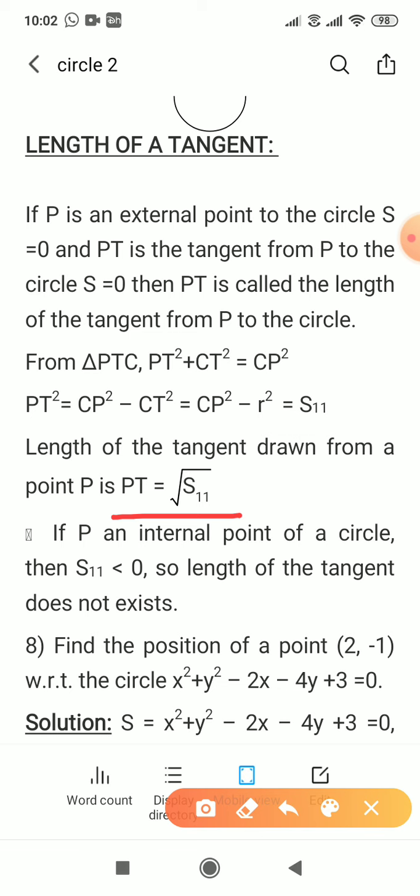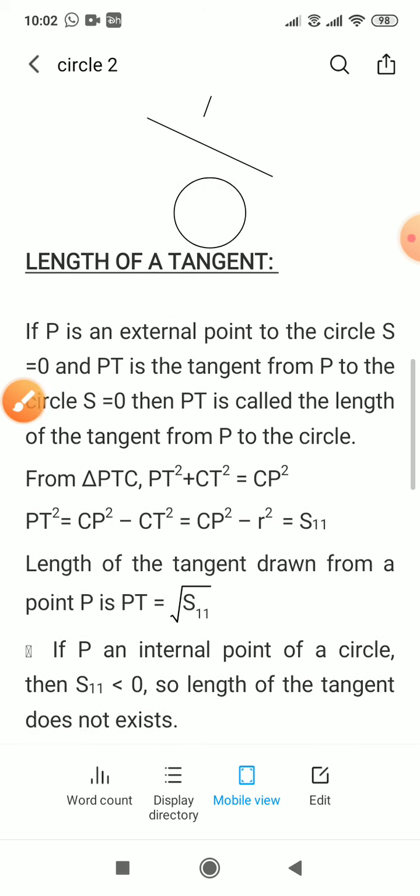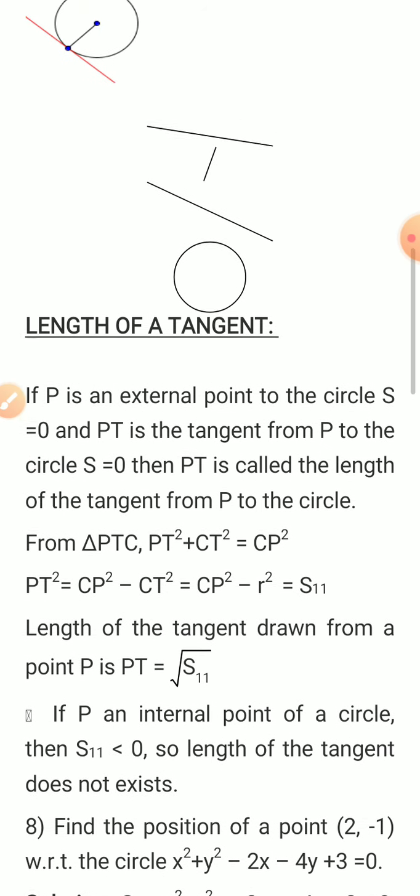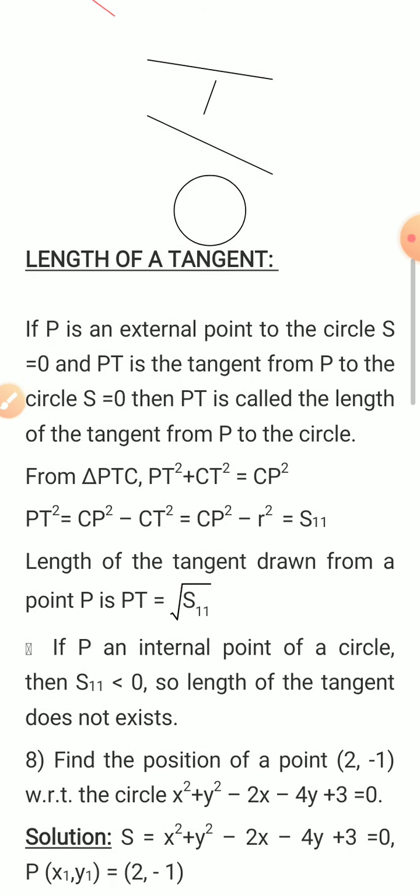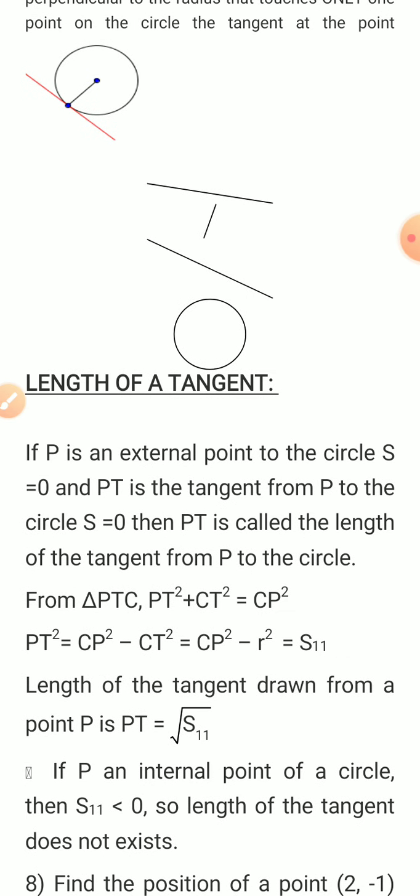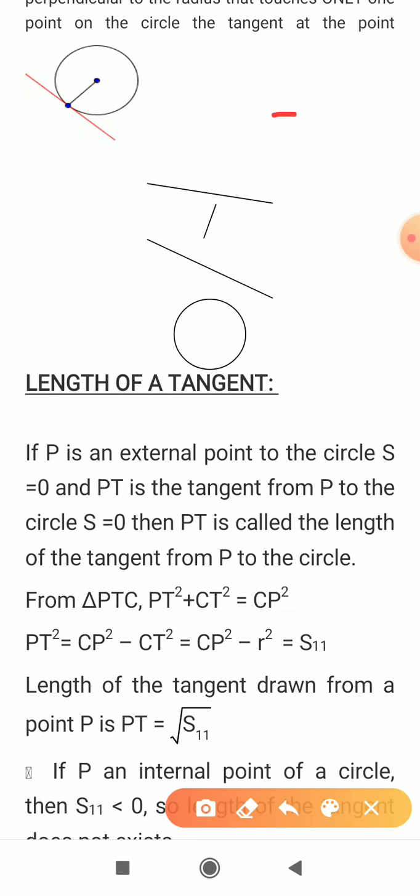The root is always positive, real, when S11 is greater than or equal to 0. If S11 is greater than 0, the point is an external point. Then S11 greater than 0, so you find root. That is, the root value is real. If S11 is equal to 0, that means the point P is on the circle. You observe this. This is the circle.